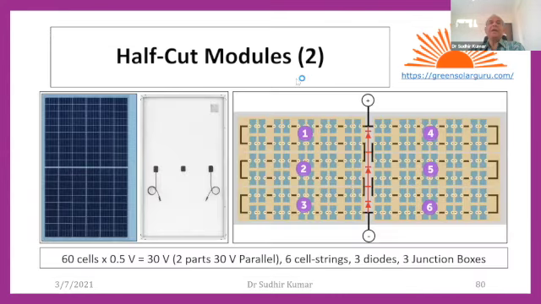So you can see half-cut modules. The normal cell was like that. Now it is half cut. Half part is this, half part is this. So there are two connections here. And the 60 cell module has 30 volt, and the halves together make 30 volt. And you can see the size of the half module. So there are 6 cell strings, 3 diodes and 3 junction boxes.